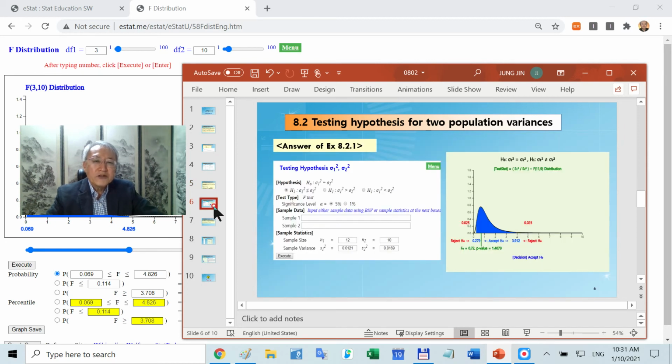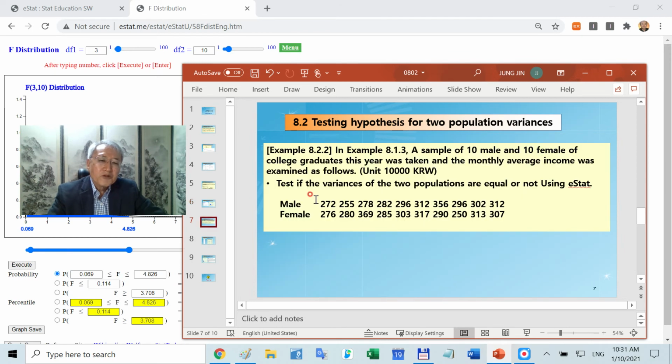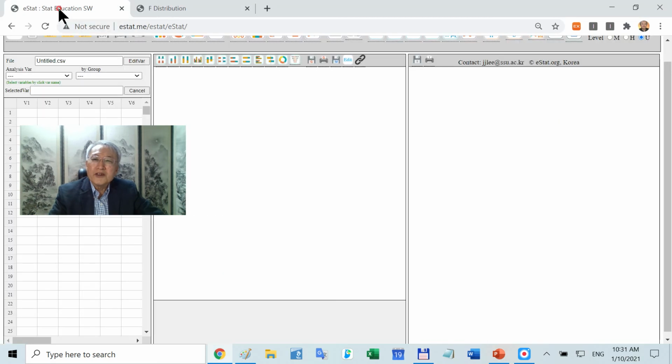How can you practice using the E-Stat module? Testing hypothesis, sigma 1 square, sigma 2 square. It is so simple. You choose the appropriate alternative hypothesis, significance level, and plug in numbers, N1, N2, and sample variances. Then it calculates the variance ratio. That's the F value, F0 value, and your test statistic is located here. Suppose you have some real data, then the E-Stat module can process this kind of data. You can test whether two population variances are equal or not.